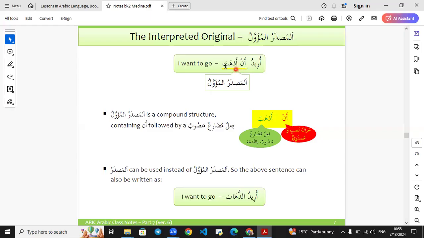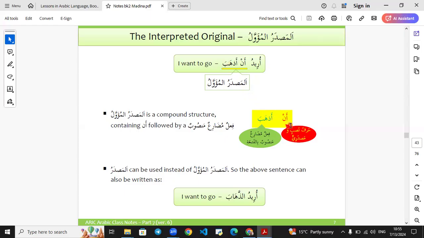أن أذهب, I want to go. Let's have a look at the compound structure. This is a compound structure. أن أذهب. And you can see our verb here, أذهب, is changed into mansub. Let's have a look at what's happening.